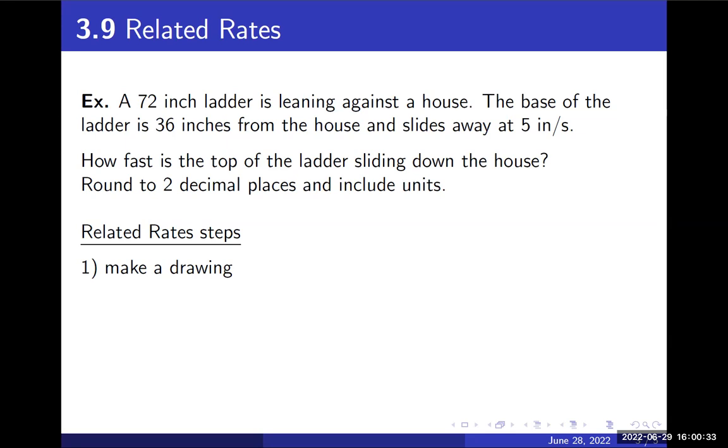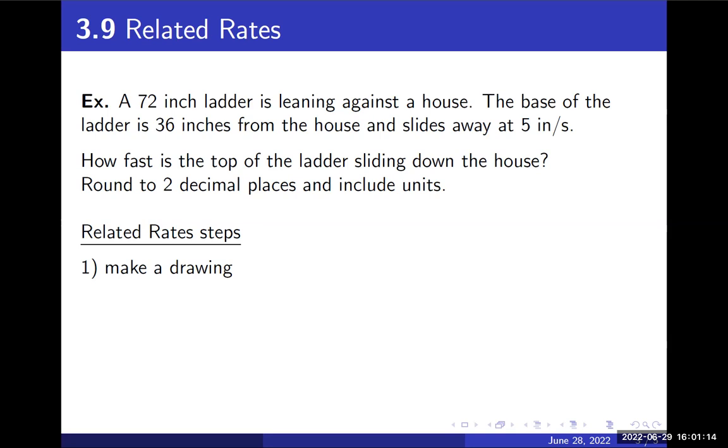make a drawing. So that's what we did here in this ladder problem. We drew the house, we drew the ladder. Even part of making the drawing is labeling the different parts of the drawing correctly as either a constant, if it's not changing, or as a variable, if it is changing, if that particular thing being labeled is in motion. So when we drew our ladder, we labeled the ladder itself as 72 inches because that's not changing, but the distances along the sides of the house are changing. So we had to use variables for those.